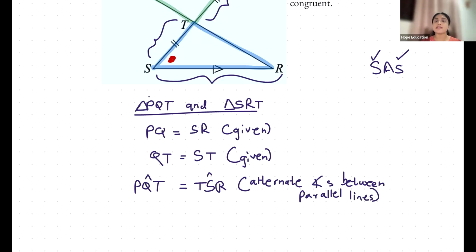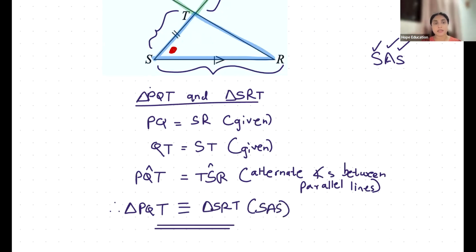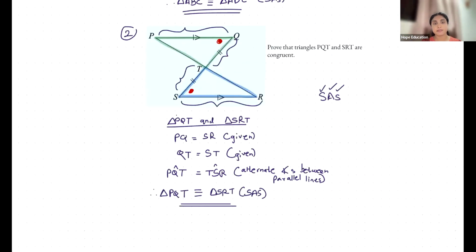Now, the SAS condition, the SAS case, is fully satisfied. So we can say, therefore, triangle PQT is congruent to triangle SRT under the SAS case. Is this clear to all of you? Please give me a thumbs up. Understood, miss. Okay, others?